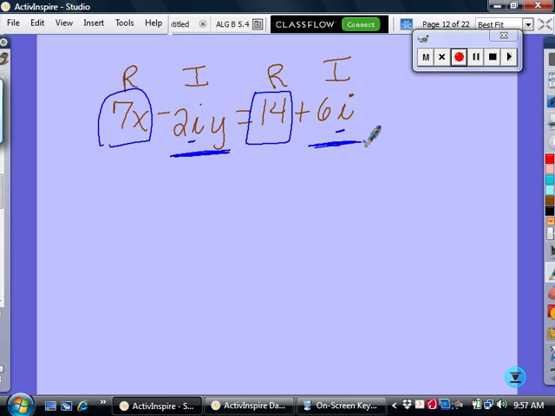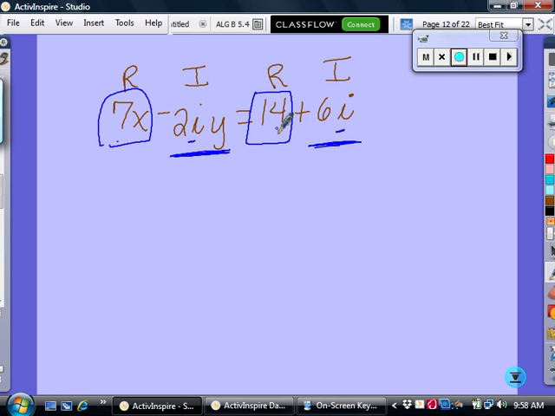Let me ask you a question about real numbers. What is the only thing that's equal to 7? 7. Are there other ways to write 7? Sure, 14 over 2, 21 over 3, 28 over 4. I could express them differently, but they're still what? 7.